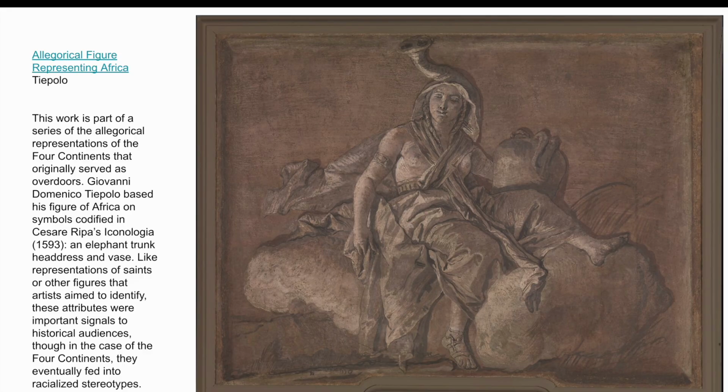All right. This is a drawing by Tiepolo, a study for an allegorical representation of the 4 continents. As we know today, there are more than 4 continents, and this figure is supposed to represent Africa, which, interestingly enough, she doesn't appear very African to me. But I see an elephant trunk kind of coming off the top of her head.